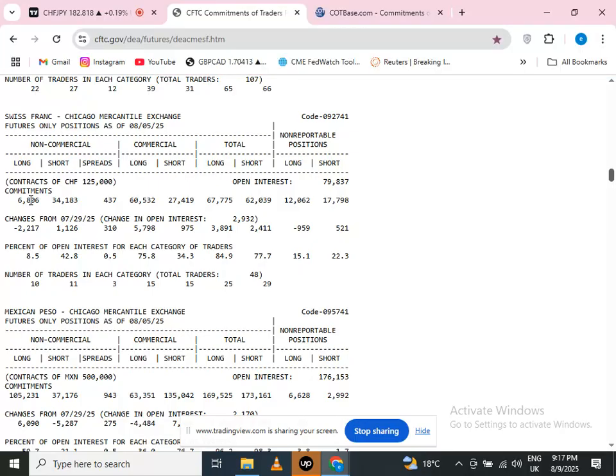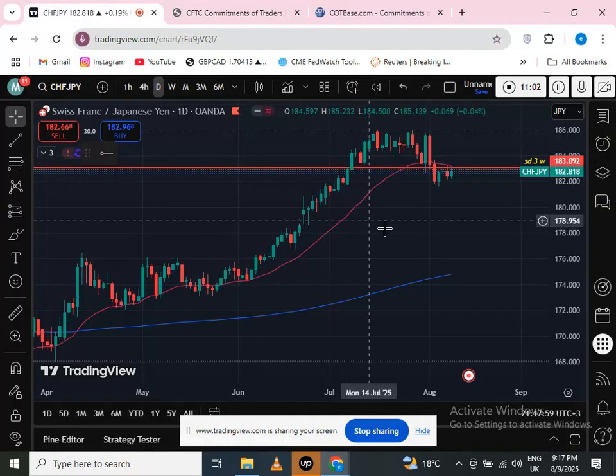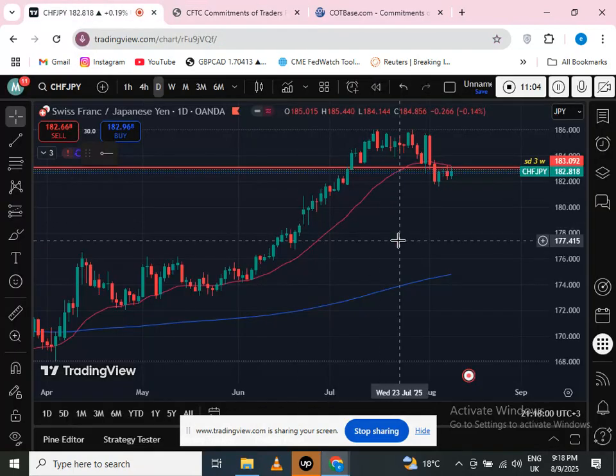So what does it mean to the market? It means that there's an opportunity in selling the CHF JPY. There are other factors which govern this as well. I'll talk about it in my next videos, but let's look at how I align the COT reports with my trading and how I keep it in my trading position.